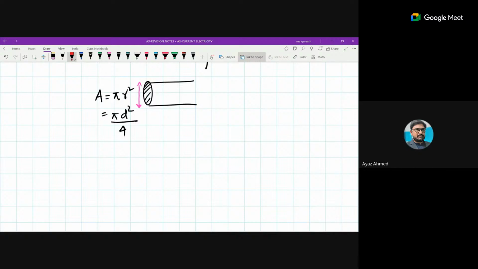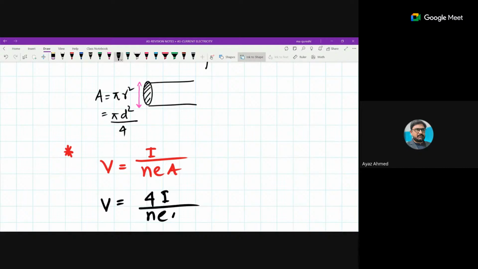So be careful about this. I will come back to the point. In case of drift velocity, the standard formula of the drift velocity is I divided by nEA. But in case of diameter, what will happen? In case of diameter, the formula will become v is equal to 4I divided by n e pi D squared.